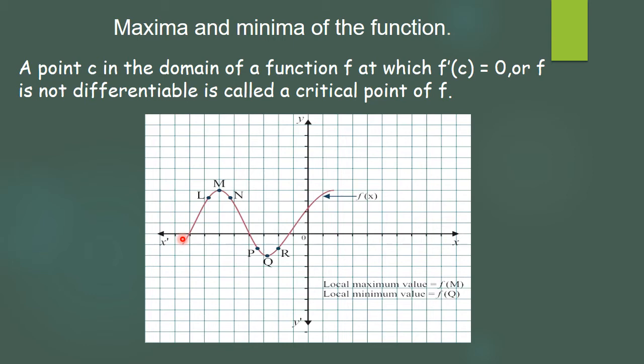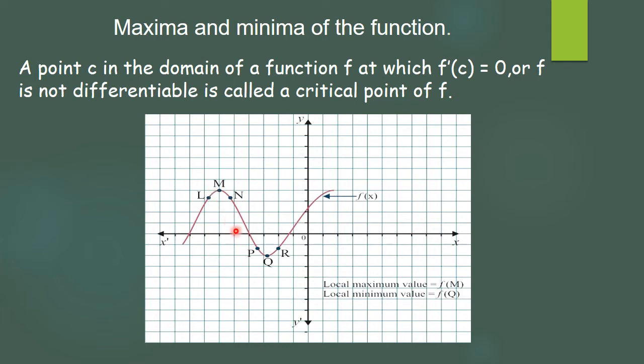In the first order derivative test, we first have to check whether dy by dx goes on increasing, increasing up to a certain point, and after that point it starts decreasing. Then that point is called a local maximum point.